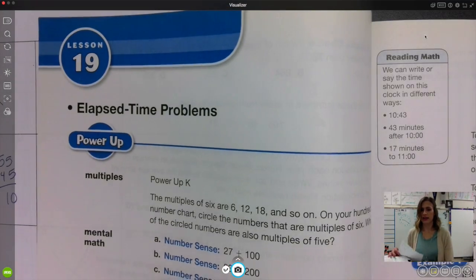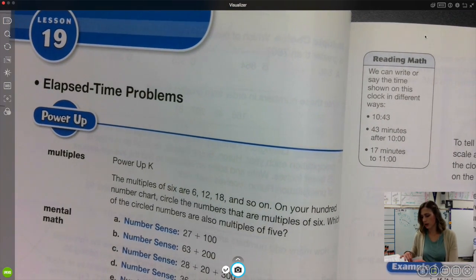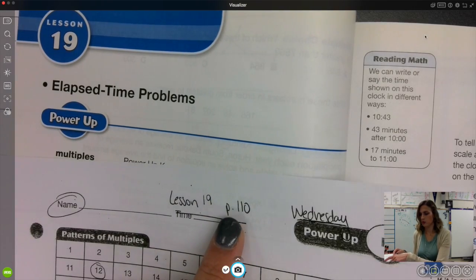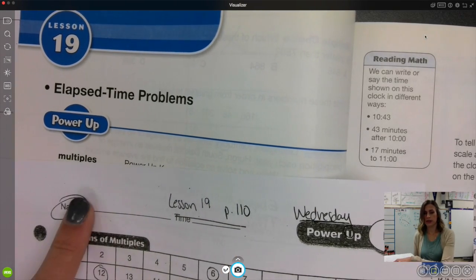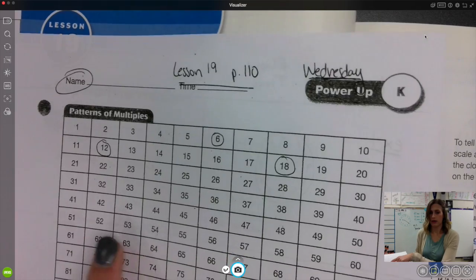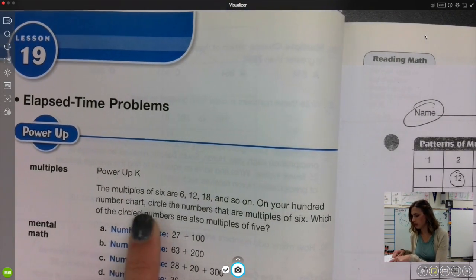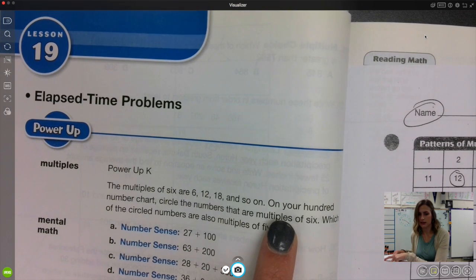Alright, today we're on lesson 19. It starts on page 110 of your textbook. You can find that right here too, right? Lesson 19, page 110. Make sure you get your name on the top of your power-up, and then for our patterns of multiples today, what you're going to do is circle the numbers that are multiples of 6.